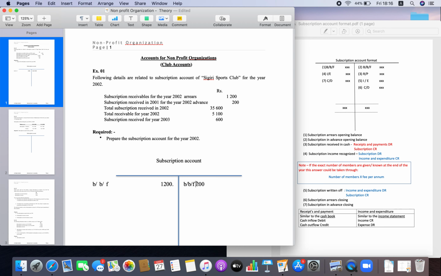Right, so guys, even in your tute I want you to mark the first one as arrears. So remember, arrears opening balance comes on debit side. This one I want you to mark it and keep it as advance. Advance opening balance will always come on the credit side. Right, next one.